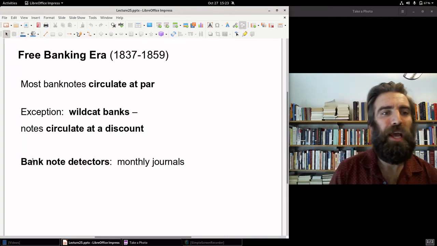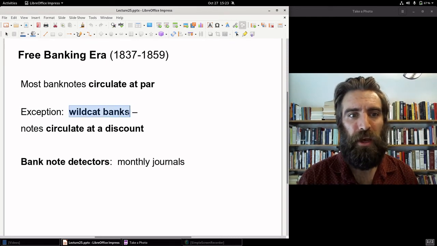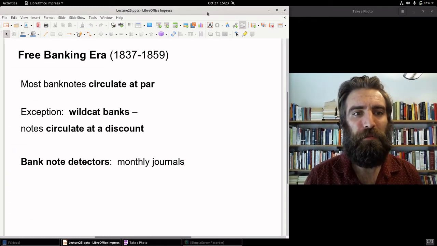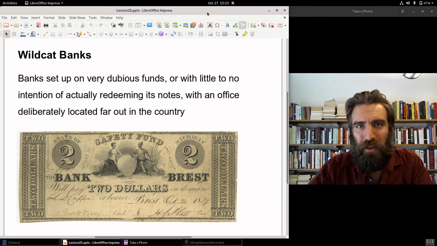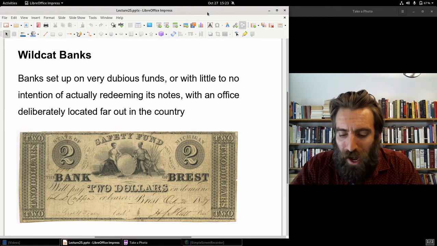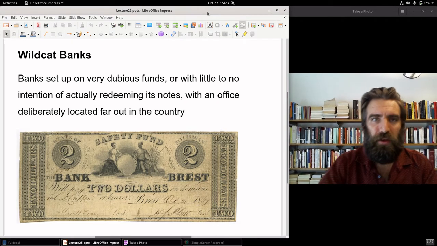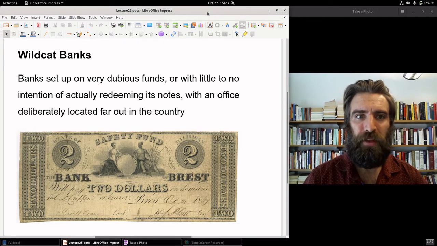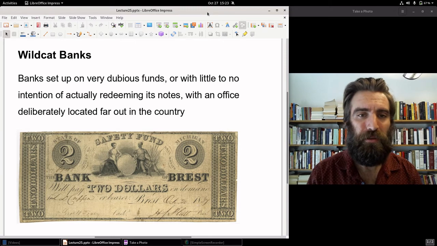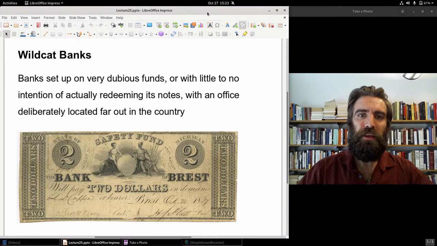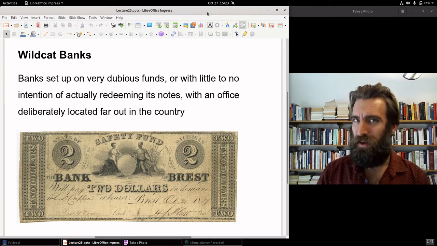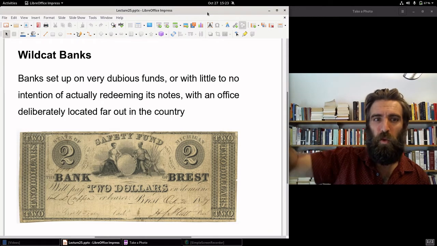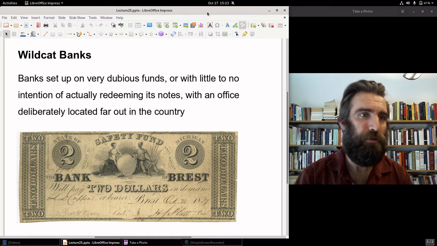All right, it happened. And it especially happened for so-called wildcat banks. And these wildcat banks really gave the free banking era a bad name, and not for totally wrong reasons either. Wildcat banks were a problem, especially out west. A wildcat bank was a bank that really didn't have the funds. Very few funds, and was set up on fraudulent pretenses or fraudulent intentions. The founders of some of these wildcat banks had very, very little intention of actually ever redeeming their notes. And many of them would set up their bank office purposefully way out in the country, okay, out where the wildcats live. That's why they're called wildcat banks.